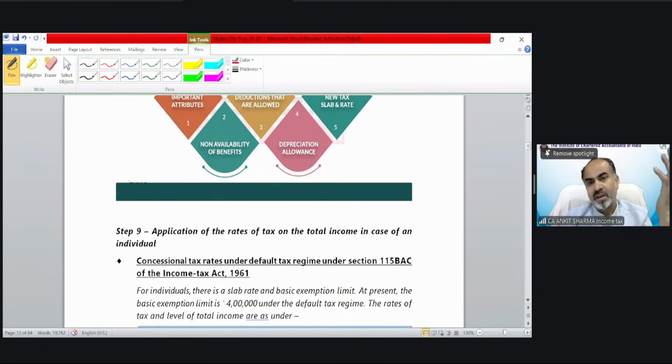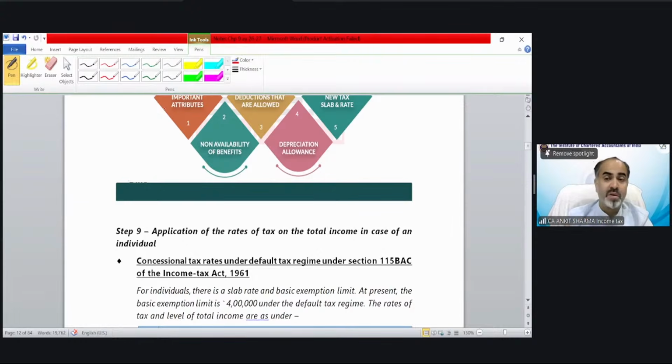Both have surcharge also and different rebate concepts also. So not only are the rates different, the surcharge concept and the rebate concept are also different. The rebate concept is easy under the optional tax regime. If your total income is up to rupees 5 lakh, you can have a rebate of maximum 12,500 or the amount of tax, whichever is lower. So it is as simple as that.